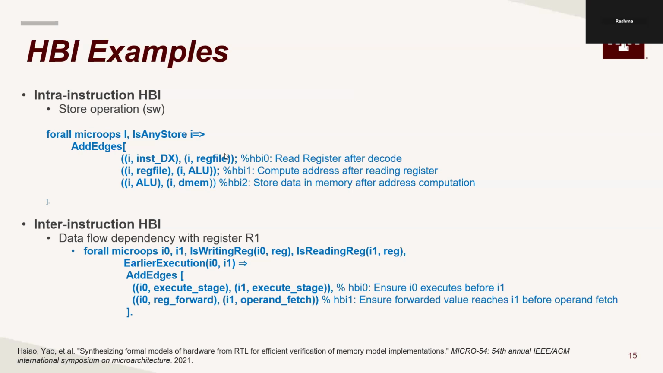So HBI 0 says that the instruction must be decoded before the source register can be read. HBI 1 says that the memory address must be computed after the register read. And HBI 2 says that the store to memory must happen after the address calculation. So this is a slightly trickier example than the one we saw earlier, but this is the simplest intra-instruction HBI to understand. When we consider the inter-instruction HBI, we have a data flow dependency in this example.